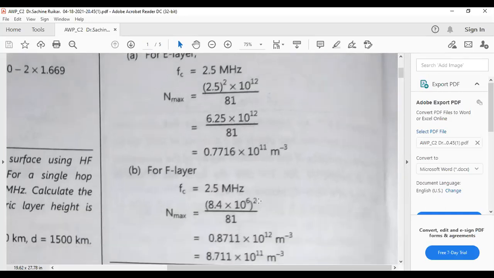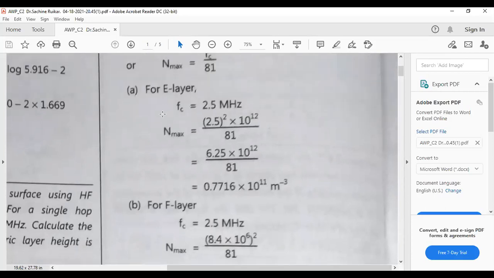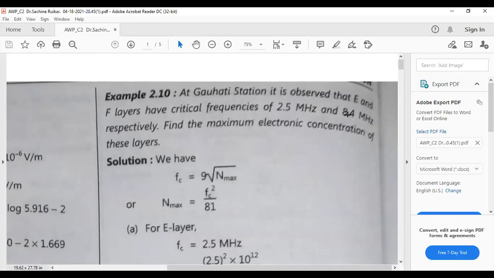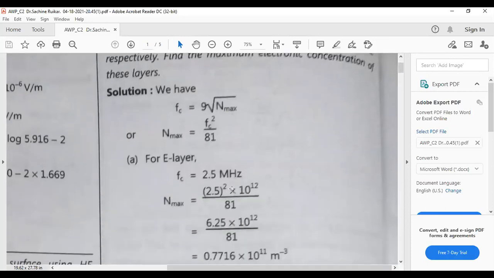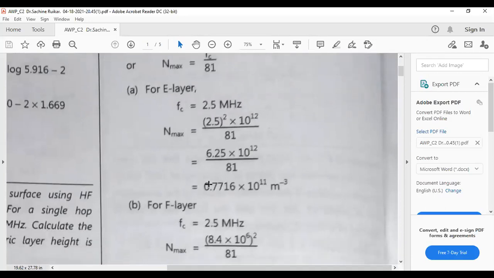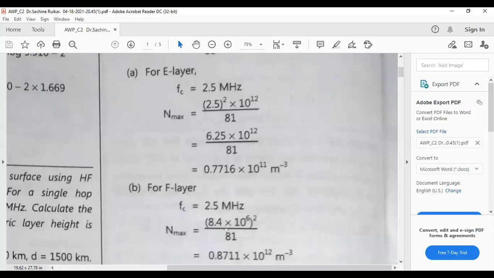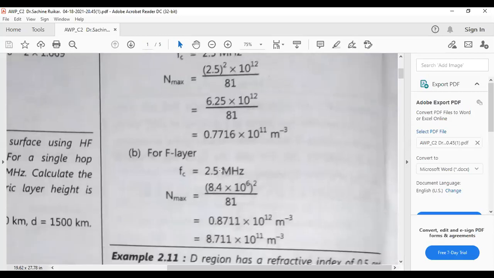Again, for considering the F layer, the critical frequency is the problem. All of you pay attention, there is a correction here in this book. Fc for the E layer is 2.5 megahertz, whereas for the F layer it's 8.4 megahertz. See the correction in the textbook. Here they mention it wrong; 2.5 is not the critical frequency for the F layer, it will be 8.4.